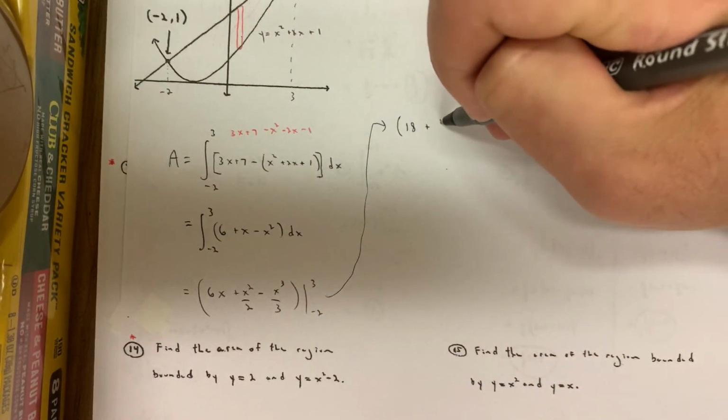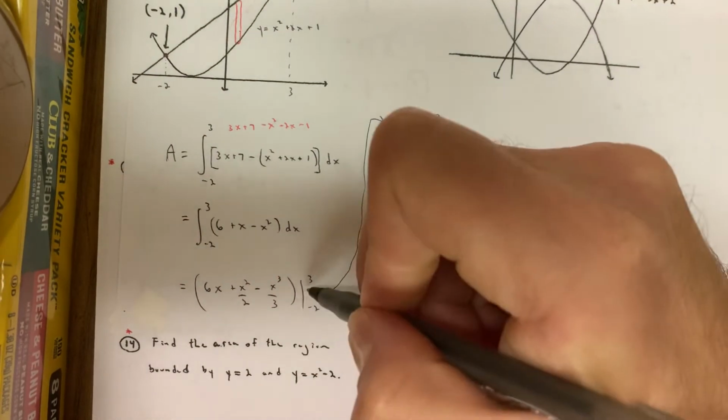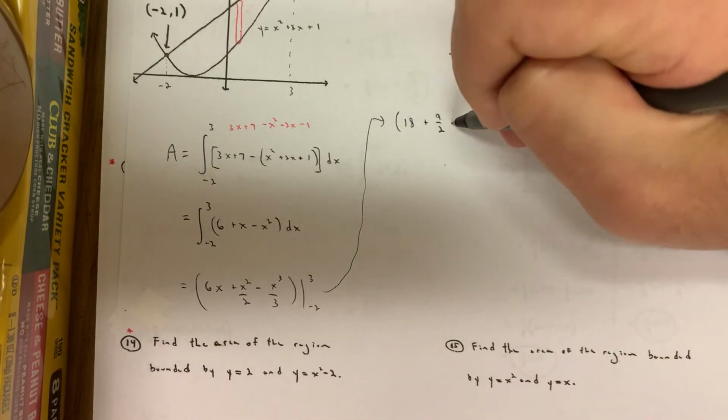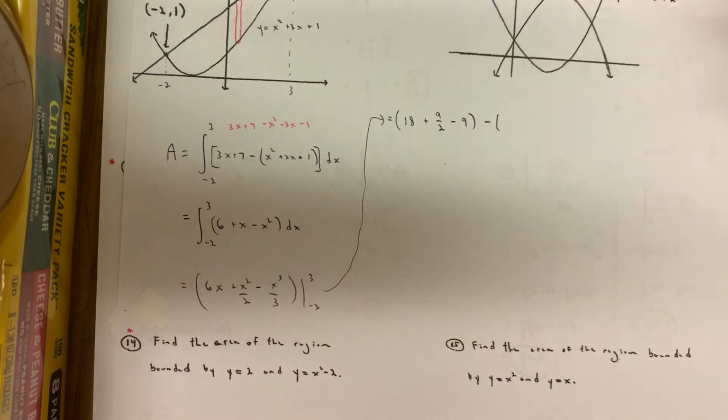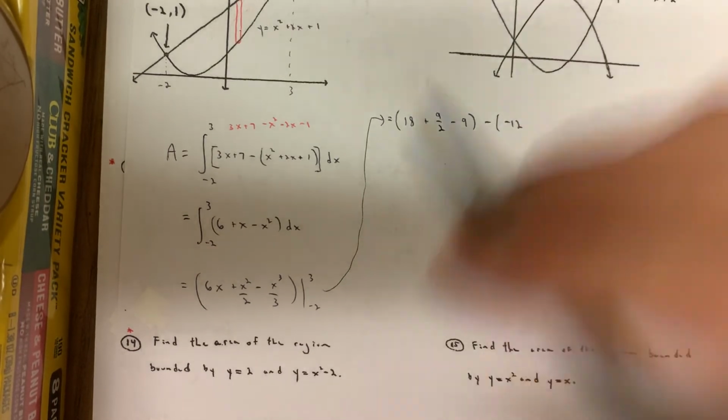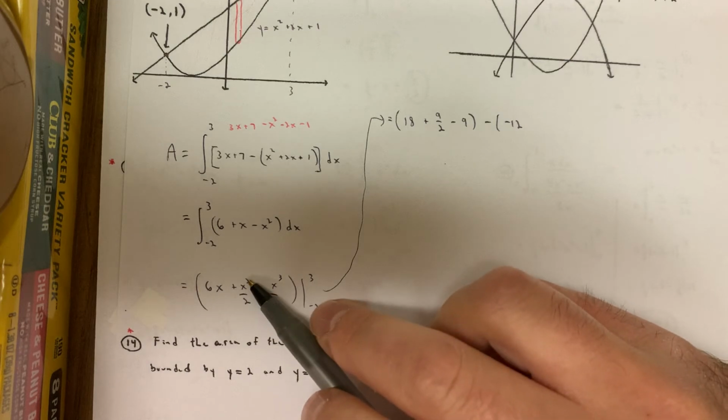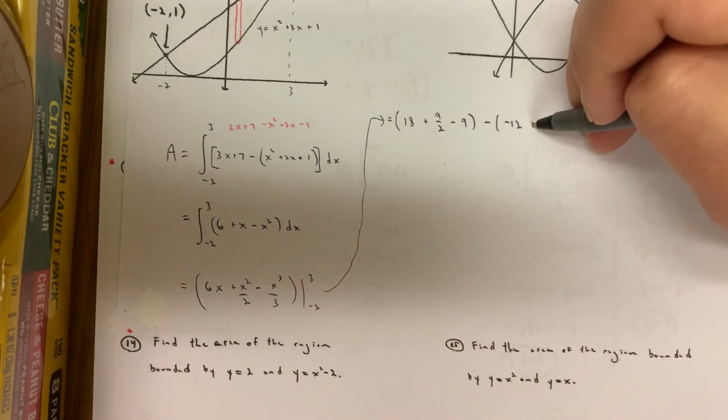Anyway, so I got 18, plus here 3 squared over 2. So is that plus 9 over 2? This is kind of cute because 3 cubed is 27 divided by 3 is 9. 9 minus 9. That's the plugging in of the upper bound. Subtract the plugging in the lower bound, which is even worse, right? 6 times -2, -12. -2 squared is positive 4 divided by 2 is 2, so plus 2.